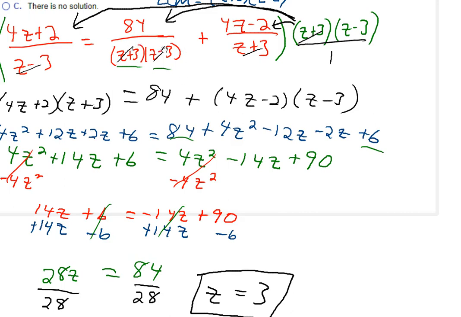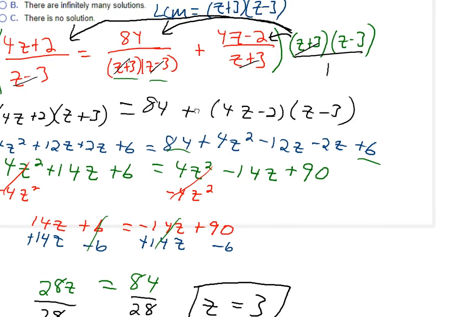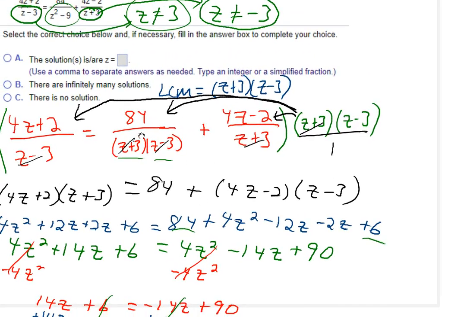This equation has limitations. You can't have negative 3 or positive 3 in this equation. This equation right here doesn't have any limitations. There's no restrictions here. So 3 is a solution to this equation that we have here. But that's not the equation we were trying to solve. We're trying to solve this one right here, and 3 doesn't work in this equation.